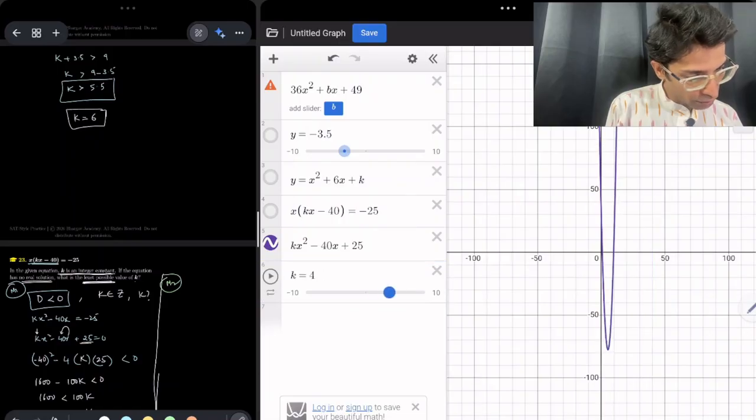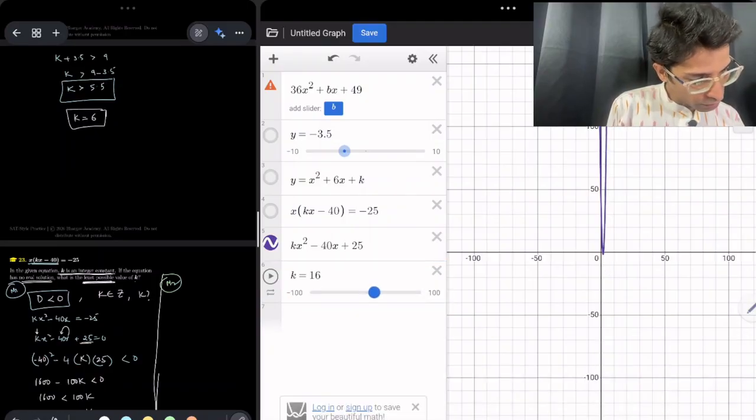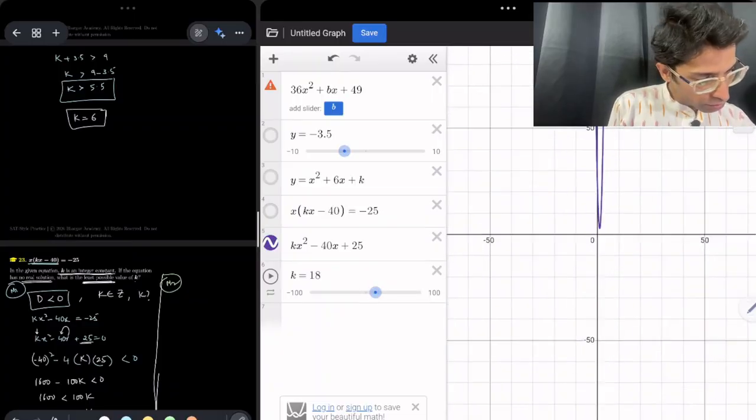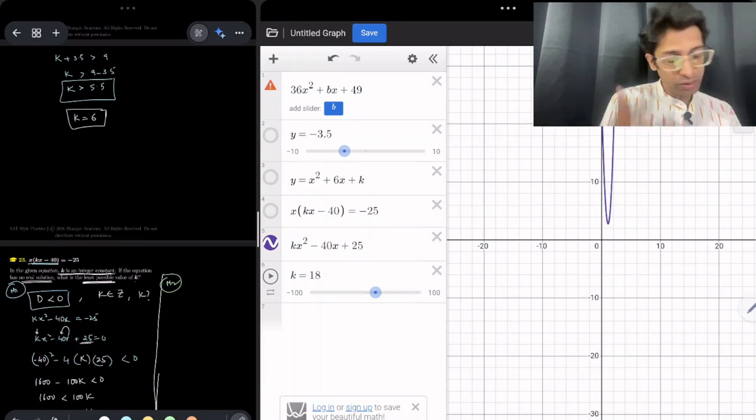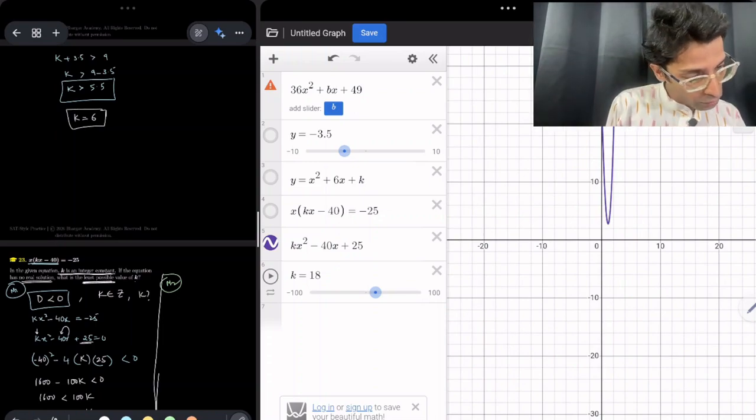So let's move the value of k so that there are no real solutions. Again, always just put this minus 100 to 100. That makes our life easier so that we have a lot more ground to cover. You can play around with the value of k. No real solution. So this is a no real solution situation. The graph should not be touching or intersecting the x-axis. So where is it happening?